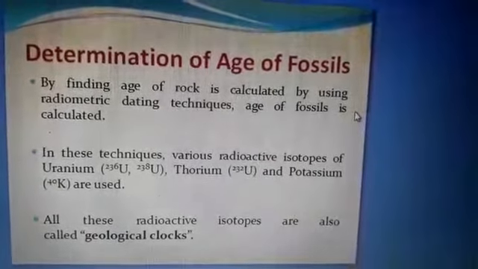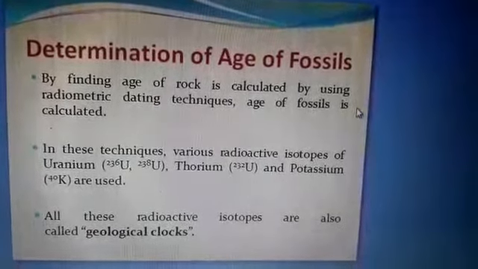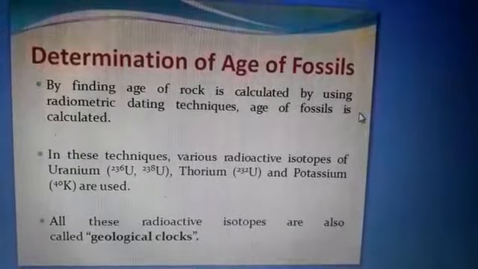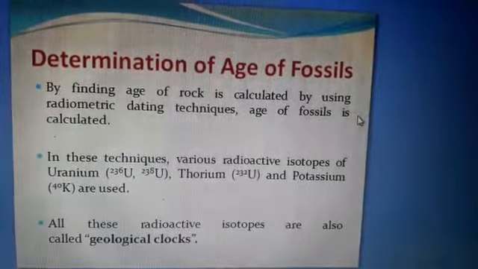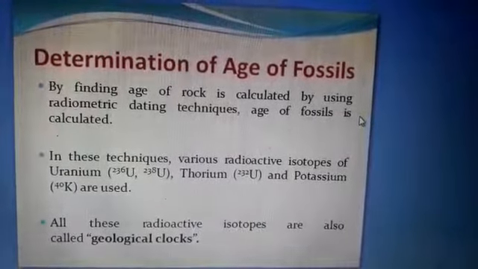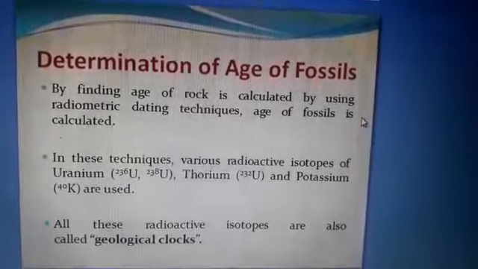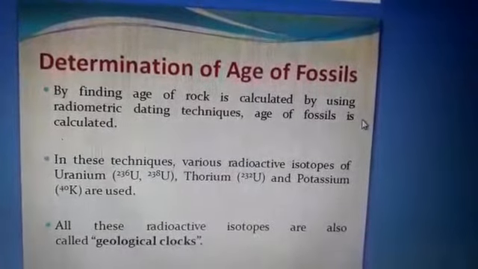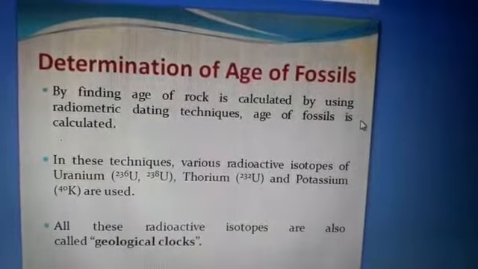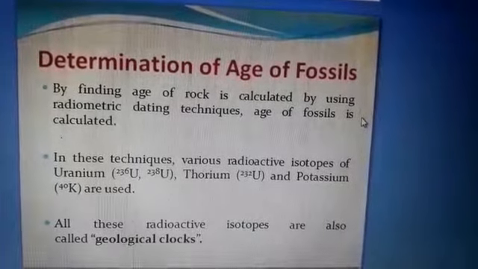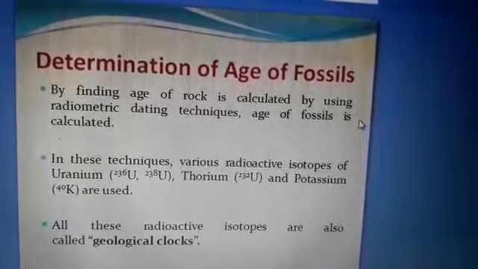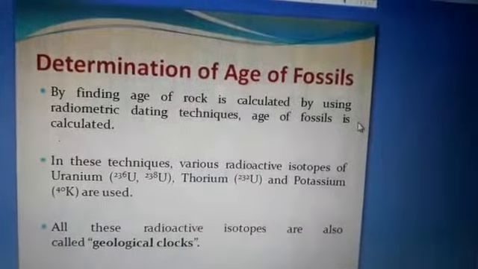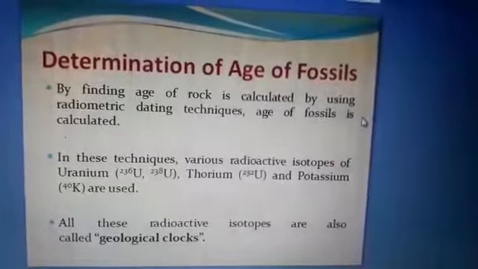Determination of age is also important. The age of the rock is calculated using radiometric dating techniques, and thus the age of the fossil is calculated. In this technique, various radioactive isotopes like uranium, thorium, and potassium are used. These radioactive isotopes are also called the geological clock.